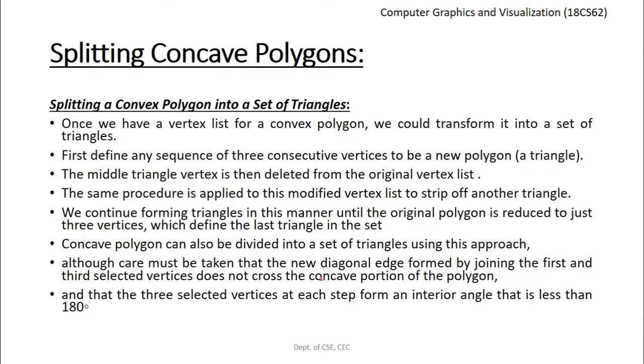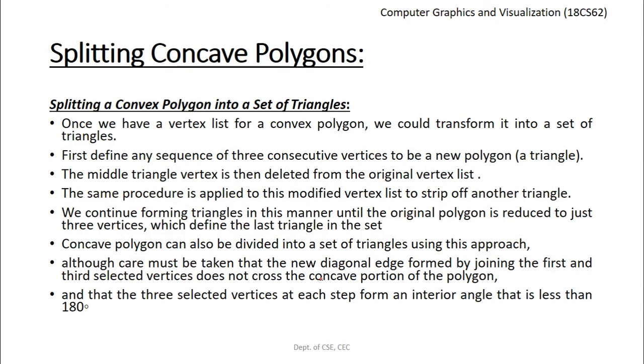There is one more method for splitting a convex polygon into a set of triangles. Once we have a vertex list for a convex polygon, we can transform it into a set of triangles. First, we define any sequence of three consecutive vertices to be a new triangle. The middle triangle vertex is then deleted from the original vertex list. The same procedure is applied to the modified vertex list to strip off another triangle. We continue forming the triangles in this manner until the original polygon is reduced to just three vertices, which determine the last triangle in the set.